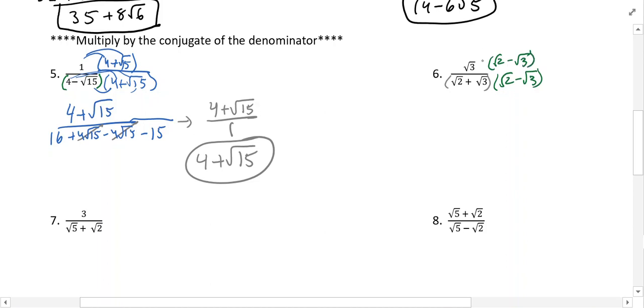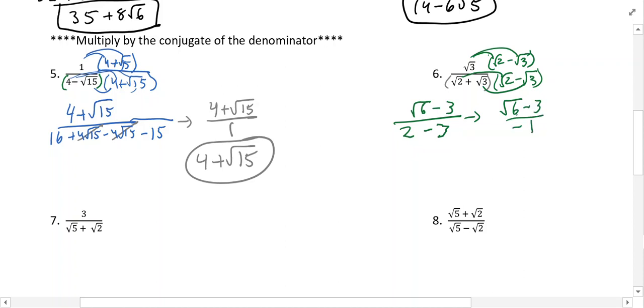Okay, so on the top, when we distribute here, we're going to get rad 6 minus, well, rad 3 times rad 3 is just 3, so minus 3. On the bottom, remember, I already know the middle term is going to cancel, so I'm just going to multiply the first term. So rad 2 times rad 2 is just 2, and the last term together. So rad 3 times a negative rad 3 is just minus 3. So then when I simplify here, I get rad 6 minus 3 over 2 minus 3, which is negative 1.